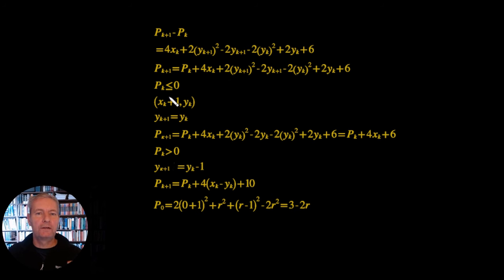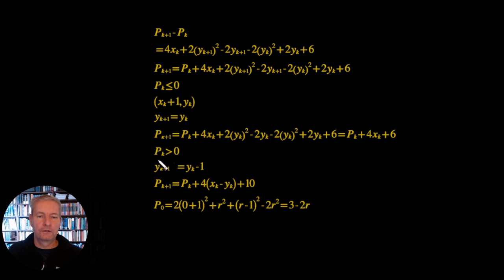Then we've got two options: either p of k is less than or equal to 0, or p of k is greater than 0. And we get two different algorithms depending on these. If p of k is less than or equal to 0, then we go x of k plus 1, comma y of k, and the value for y of k plus 1 is just y of k. In effect, we're choosing the north value here because the y's just remain the same. So if we put these values back into the equation above, we get the equation below, and it simplifies to p of k plus 4 x of k plus 6. This is the equation we're interested in.